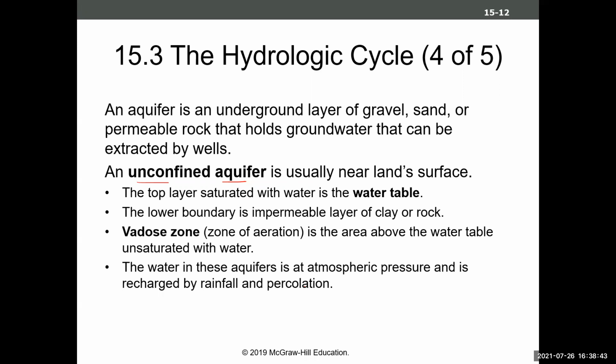In an unconfined aquifer that's near the land surface, that top layer is usually saturated with water, and that's the water table. Then there's a lower boundary of an impermeable layer that's either clay or rock that holds that water above that layer. Then the area above the water table is unsaturated, and that's known as the vadose zone, or the zone of aeration. Okay? The waters in these aquifers are at atmospheric pressure. They're not under high pressure, and so they're recharged by rainfall and then water percolating down through the soil layer back into the aquifer.